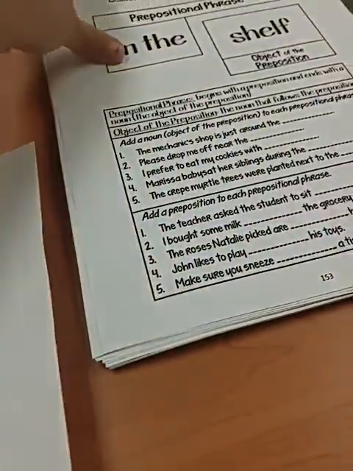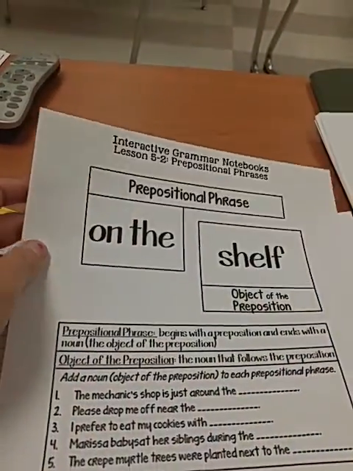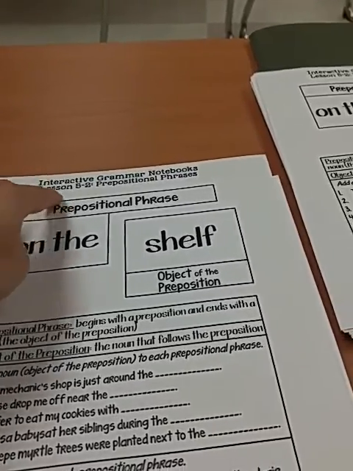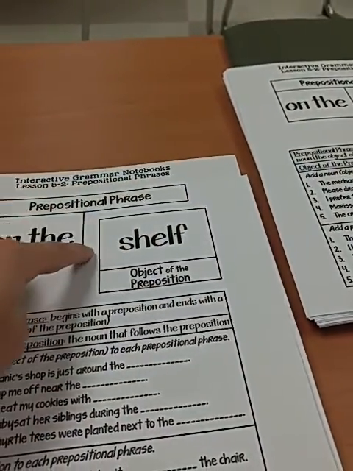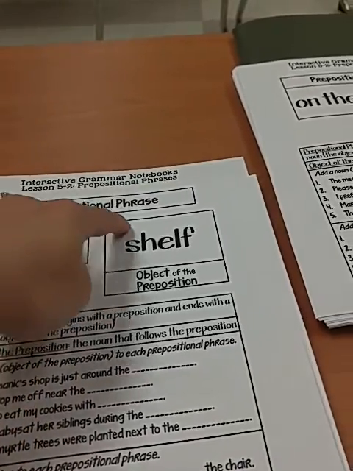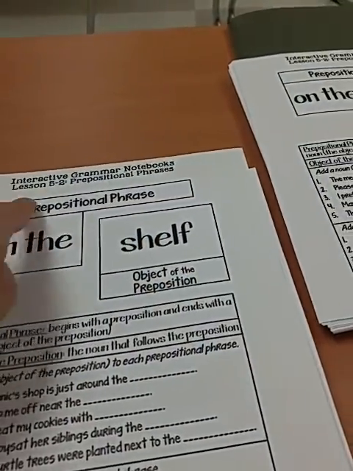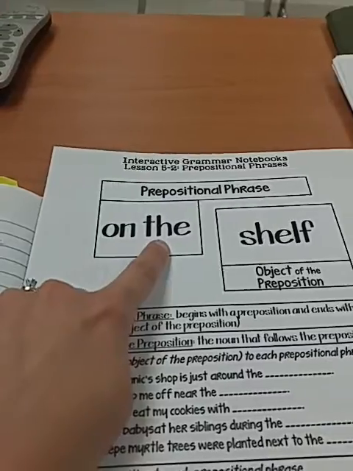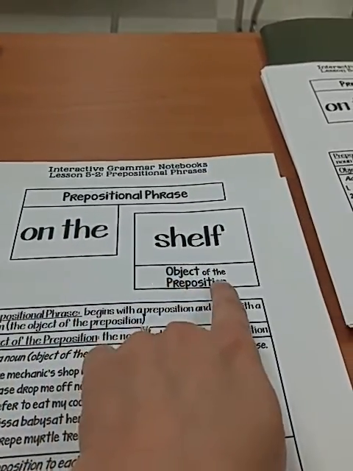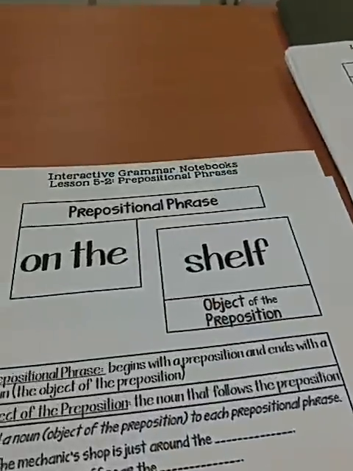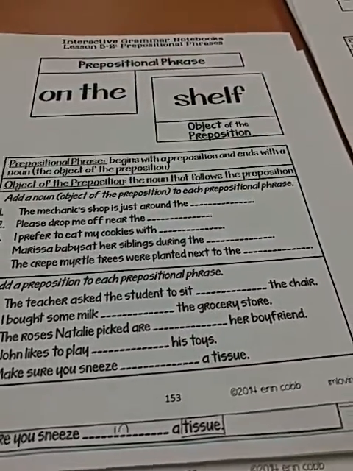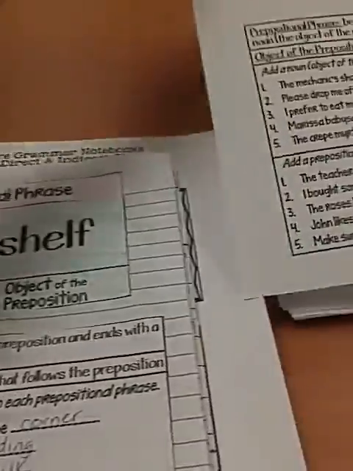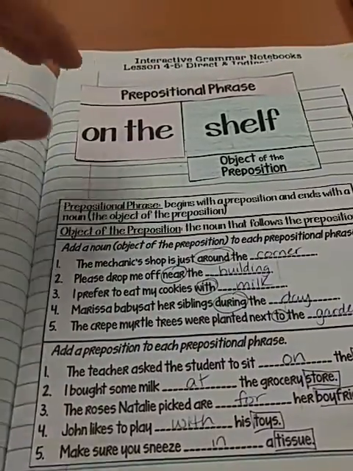So here is the sheet that you have. What you're going to do is cut off the top part all the way around, and then this square here. So you're cutting where it says prepositional phrase and going on the black line all the way to underneath "on the," and then you're cutting off "shelf" with the object of the preposition. So that's one big box. And then finally, you're going to cut this big square out with all of the sentences on it. So it will look like this when we're done.